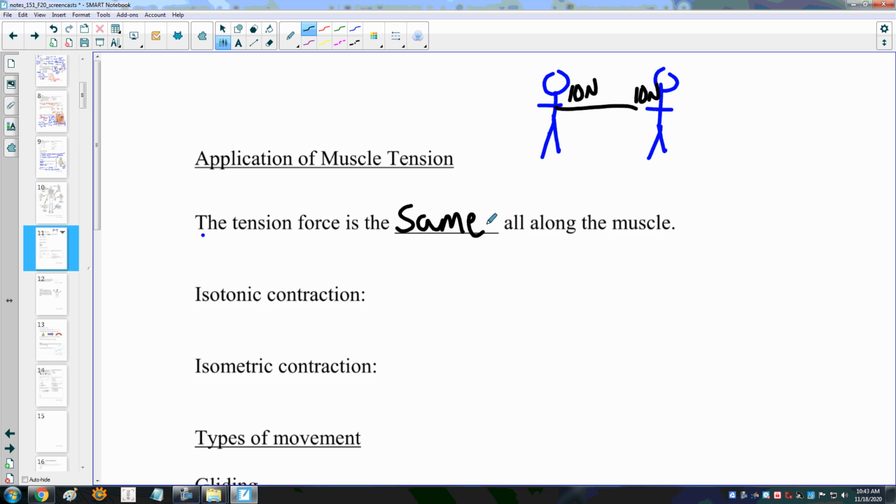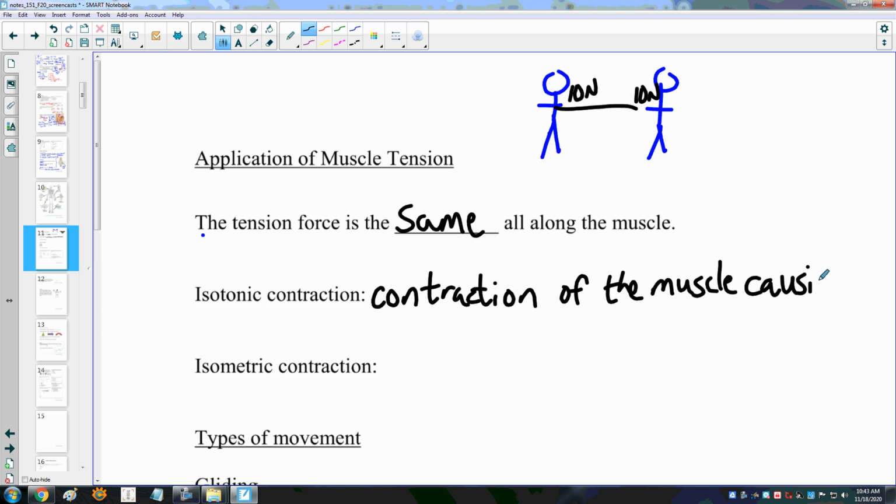When we have our muscles moving, we have two different types of contractions. The isotonic contraction is a contraction of the muscle that causes the bone to move. Make sure you can identify these.